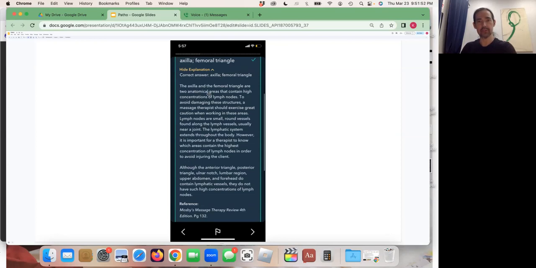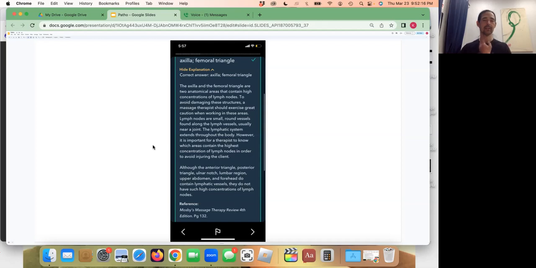The axilla and the femoral triangle are two anatomical areas that contain high concentrations of lymph nodes. To avoid damaging these structures, a massage therapist should exercise great caution when working in these areas. Lymph nodes are small, round vessels found along the lymph vessels, usually near a joint. The lymphatic system extends throughout the body. However, it's important for a therapist to know which areas contain the highest concentration of lymph nodes in order to avoid injuring the client. Front of the neck, axilla, inguinal fold, inguinal, like where the inguinal ligament is located. Okay.